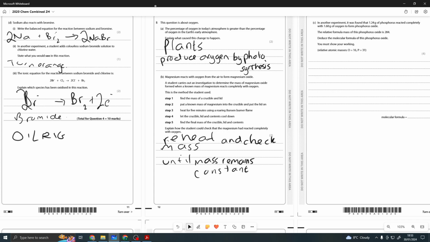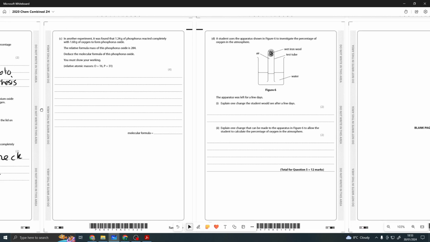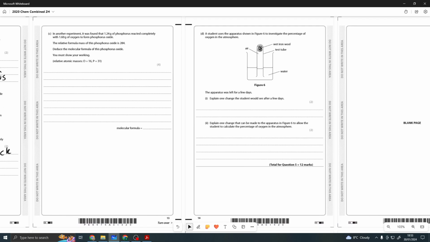Wonderful. Now, where are we? We are on this one. Oh, I'm going to drag it across. This is looking like a blank page. I like a blank page. And this is looking very much like a mathsy question. It is saying that in another experiment, it was found that 1.24 grams of phosphorus reacted completely with 1.6 grams of oxygen to form phosphorus oxide. The relative formula mass of phosphorus oxide is 284. Deduce the molecular formula of the phosphorus oxide.